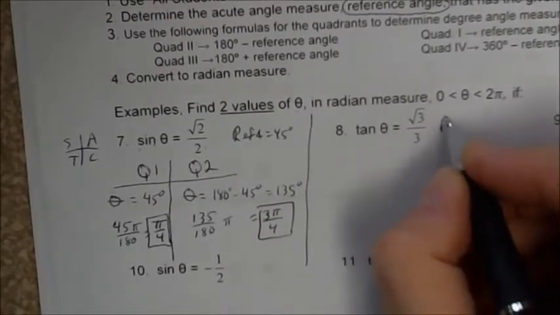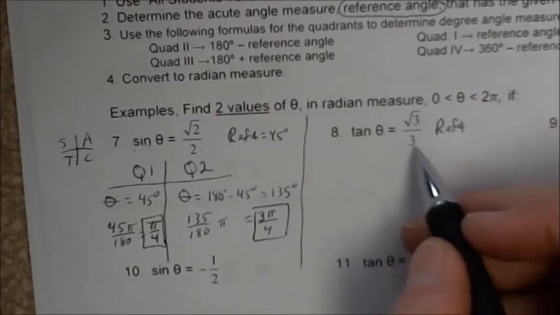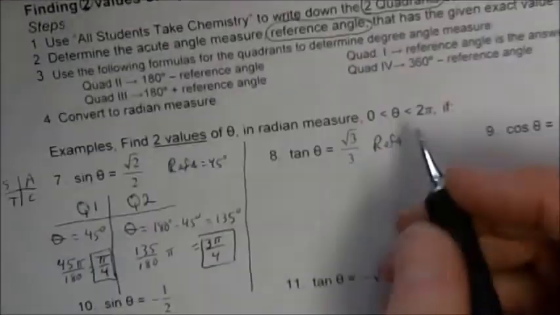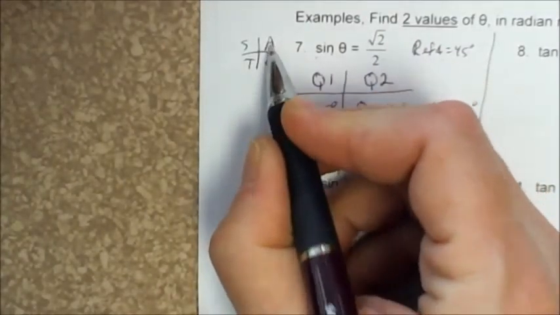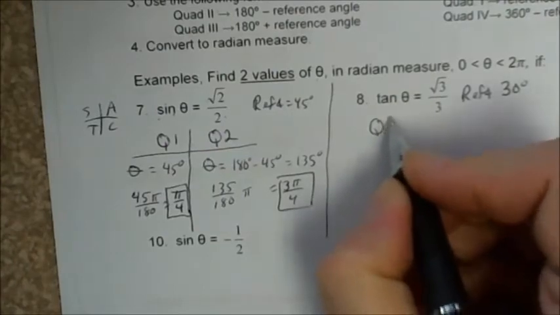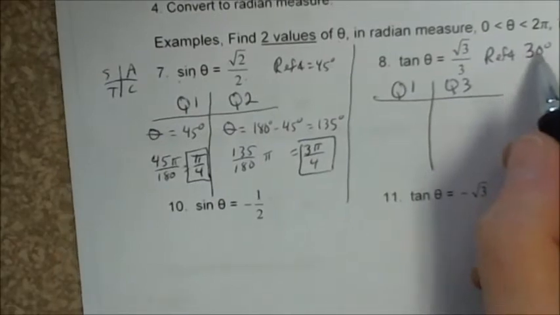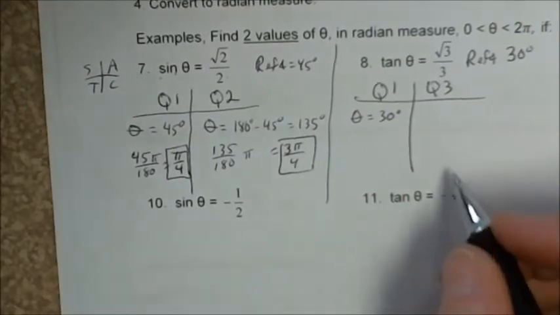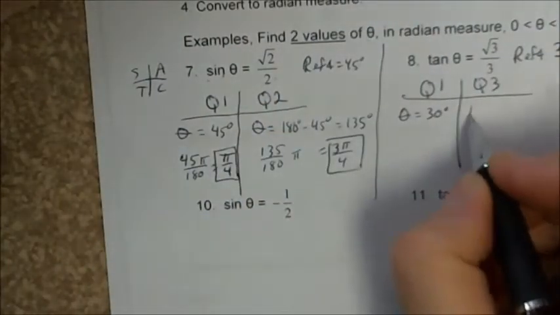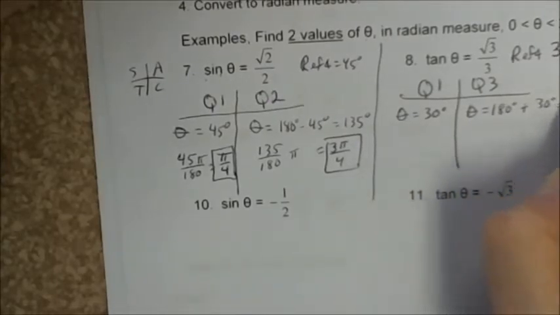Next, we're going to get a reference angle. Which angle has a tangent of square root of 3 over 3? Well, you can do a lot of different tricks, but the square root of 3 over 3 reference angle is 30 degrees. And where is tangent positive? Quadrant 1 it's positive, quadrant 3 is positive, so let's mark those down. Quadrant 1 and quadrant 3. Well, the reference angle is 30 degrees. So in quadrant 1, the answer is just the reference angle. Quadrant 3, it's 180 plus the reference angle. So theta is equal to 180 plus our reference angle of 30 degrees, which is 210.